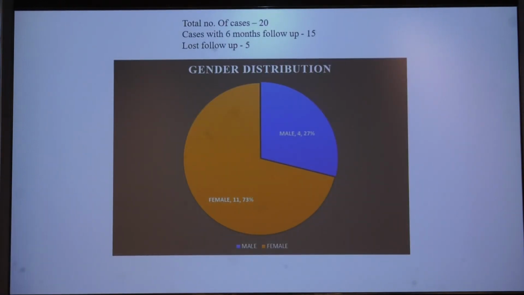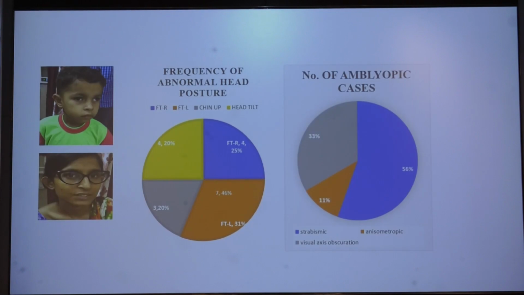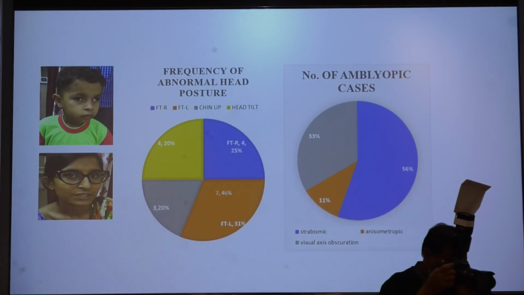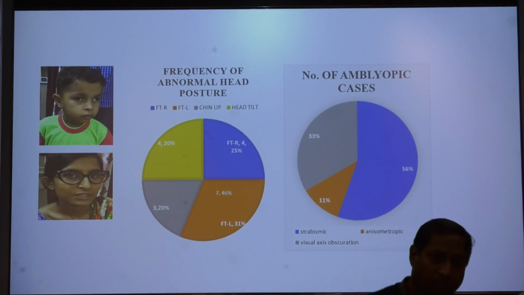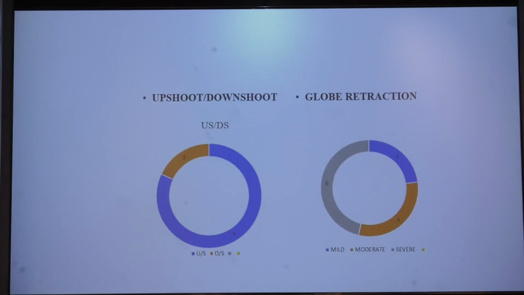Coming to the results, the total number of cases with a follow-up of 6 months was 15, out of which 11 were female, and 40% had bilateral DRS. We found that abnormal head posture was seen in the majority of the cases, and patients with face turn were around 56%. 56% of the patients had strabismic amblyopia, which was followed by patients with visual deprivation amblyopia, and anisometric amblyopia was seen in the minimum number of cases. Esotropia and exotropia were seen in equal frequency.